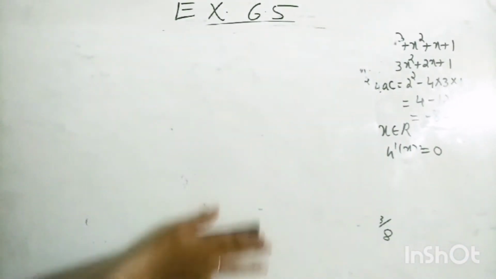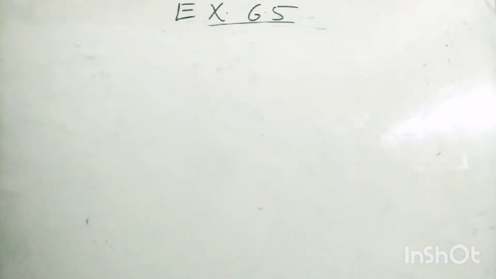Okay, if an interval is given and you want to find the maximum and minimum value, in that case you need to find the absolute maximum and absolute minimum. Or simply, if you want to find the maximum and the minimum value, that means we need to find the local maximum and local minimum.